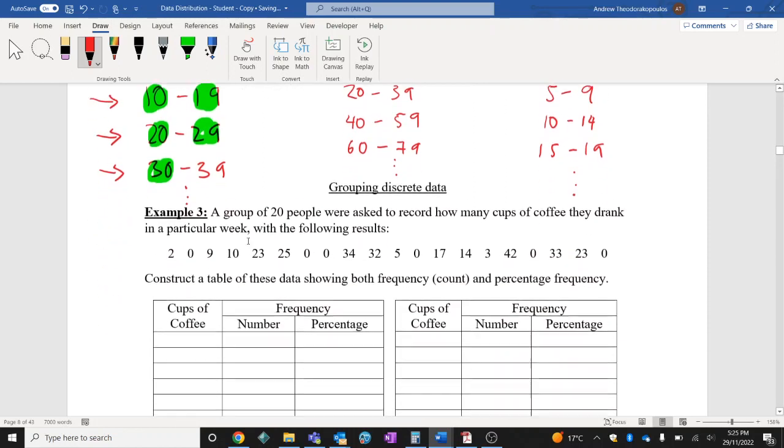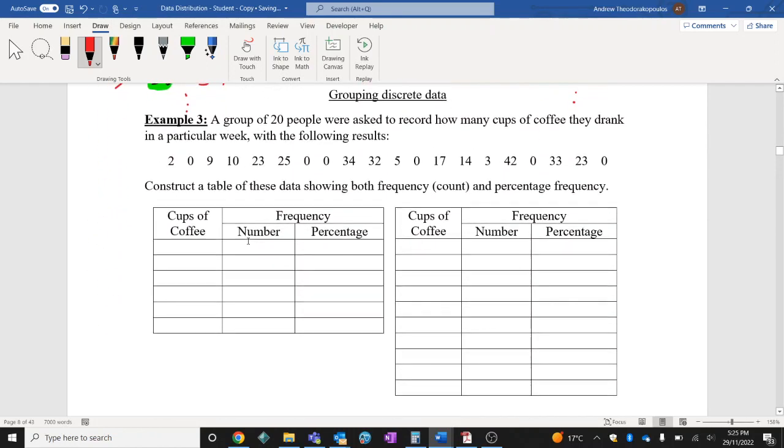So, this is going to take a bit of time, but a group of 20 people were asked to record how many cups of coffee they drank in a particular week with the following results. Construct a table of this data showing the frequency count and percentage frequency. The first one I want you to make is with intervals of 5.